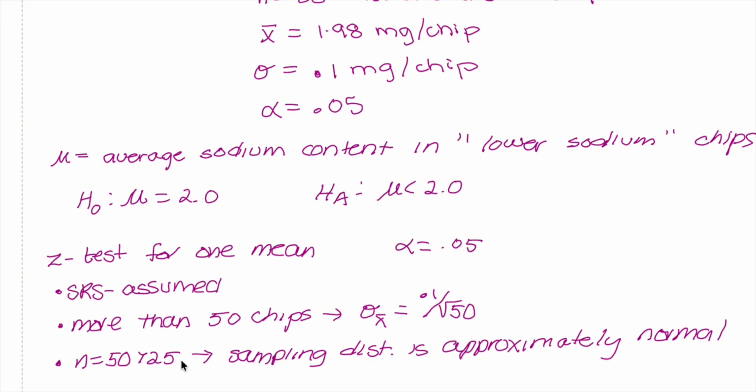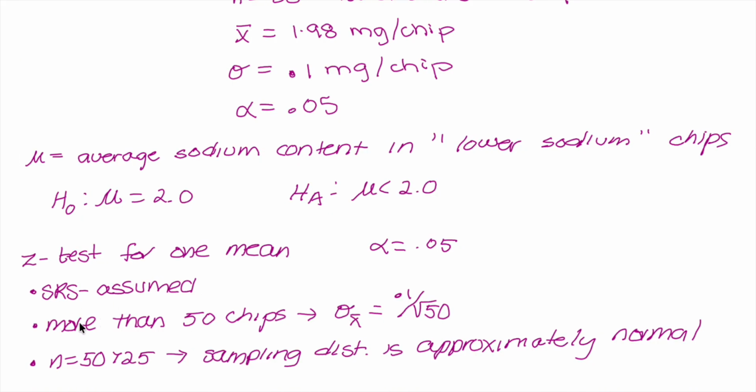So what's the name of our procedure? This is the z-test for 1 mean, and the alpha will be 0.05. This is the significance level. And we're checking our conditions right here. So first of all, is this a simple random sample? It is, we assume. And the second is, is the sample size less than 10% of the population?